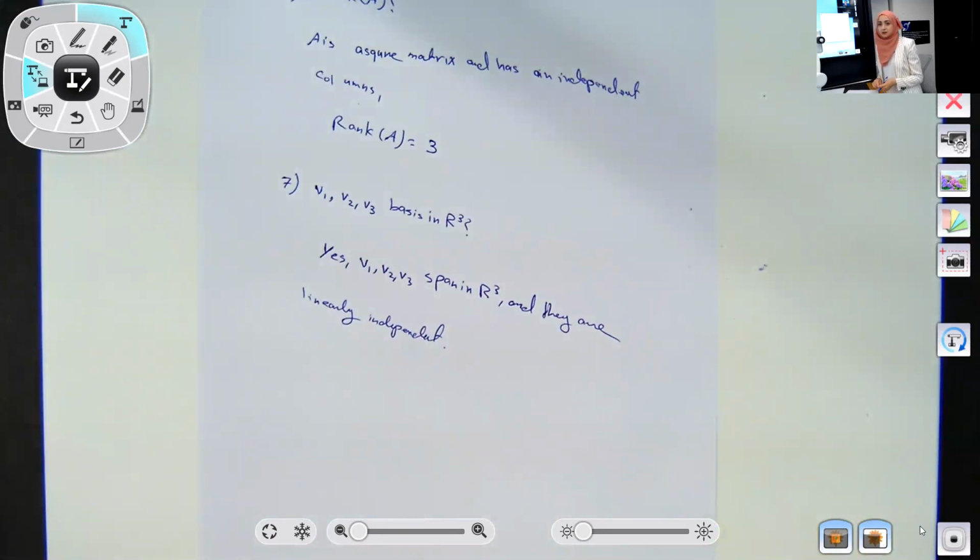Is there any question from 1 to 7? Is there any question related to your request from question 1 to 7? Is it clear for you? Okay. Now let's continue with some.